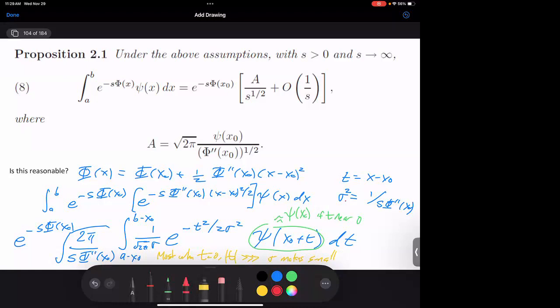Sigma sub s. That's much better notation. Why is it better notation to put in the s? It reminds us that it depends on s, and that what we're really interested in is what happens as s goes to infinity.